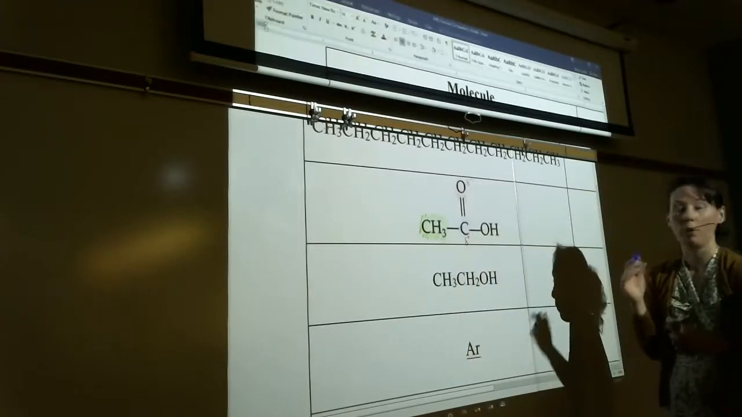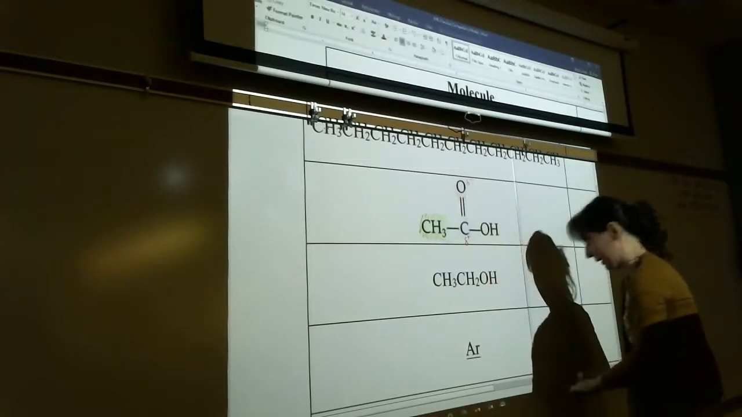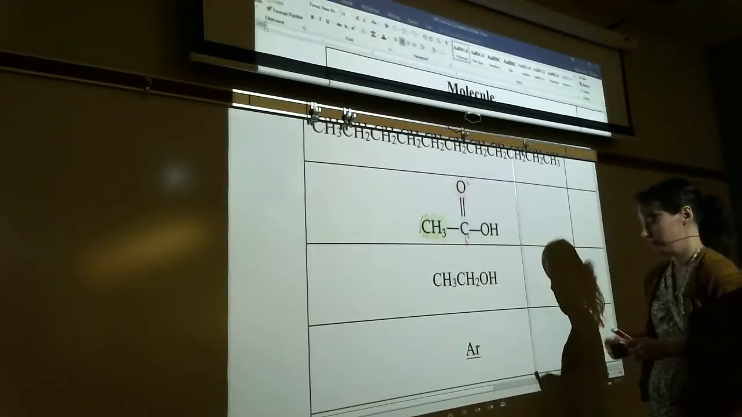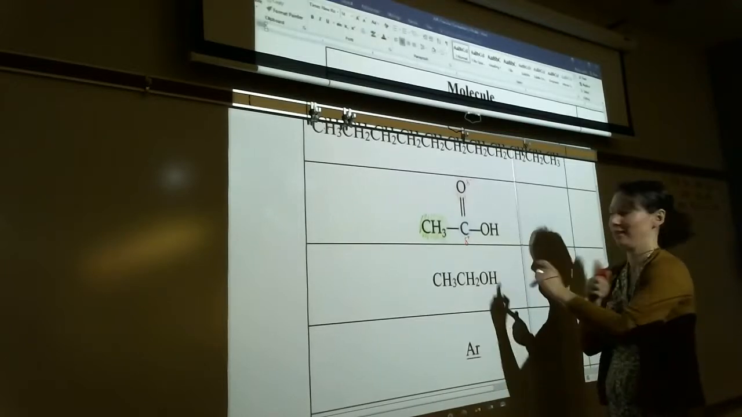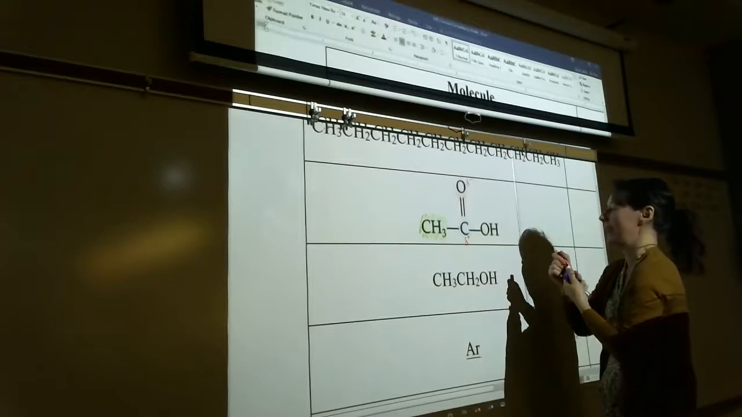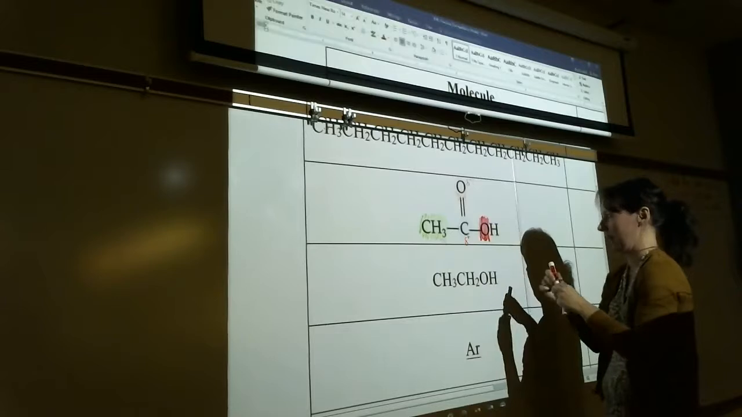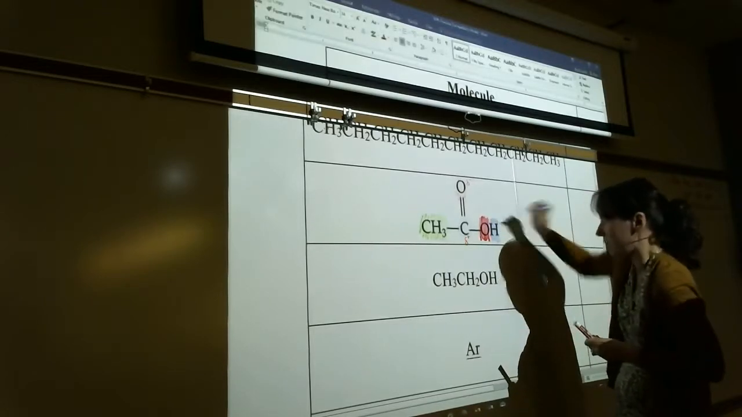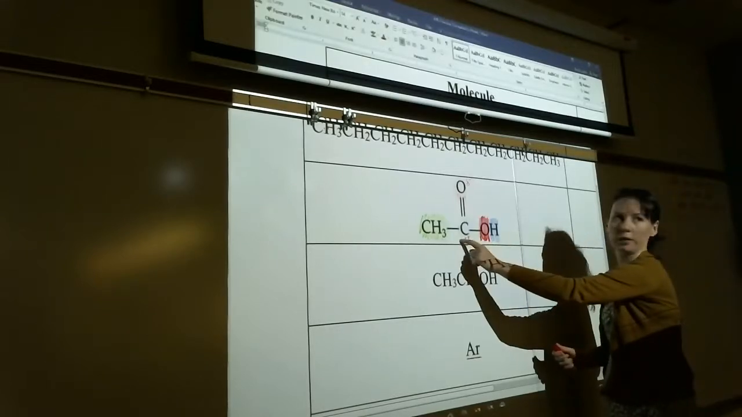Now I make the point of pointing that out because in the OH, there's a big disparity. Where's the partial positive? Where's the partial negative in the OH? Oxygen's going to be the negative, and the hydrogen is going to be the positive, and they're going to be dark. Okay, so you have a big disparity there. I'm trying to make it darker than this one.